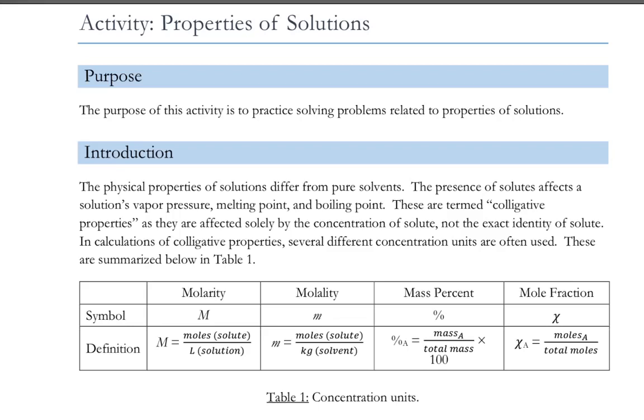For the properties of solutions activity, we begin by seeing again what the common concentration units are that we use in chemistry. Molarity, symbolized with a big M, is defined as moles of the solute per liter of solution. Molality, symbolized with a little m, is defined as the moles of the solute divided by kilogram of the solvent.